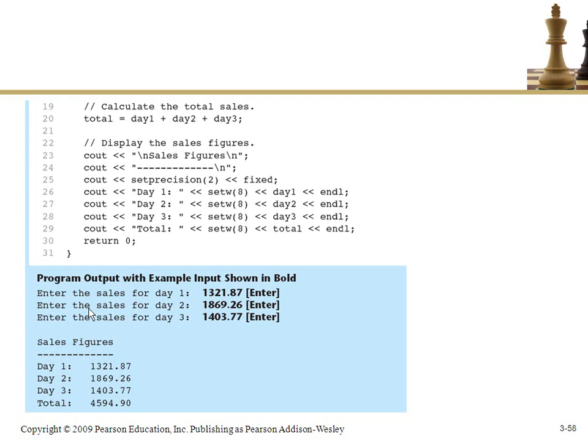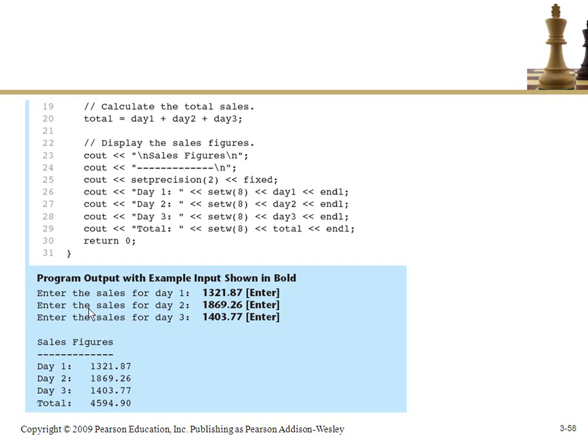Line 23 is going to display a header, Sales Figures, and then go to the next line and put 13 dashes underneath Sales Figures, and go to the next line. On the next line, you're setting the precision to 2 decimal places fixed, and you start by outputting Day 1 with 8 places, setting the field for the day1 data with 2 decimal places, and you go to the next line.